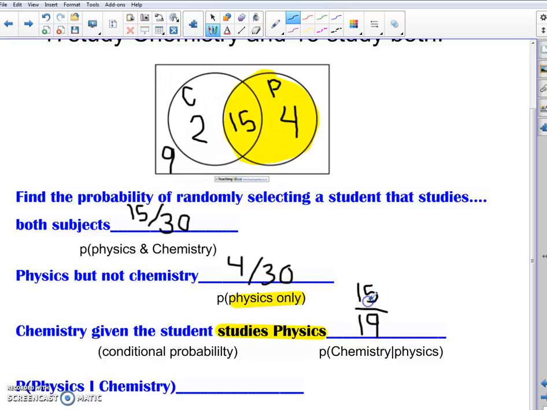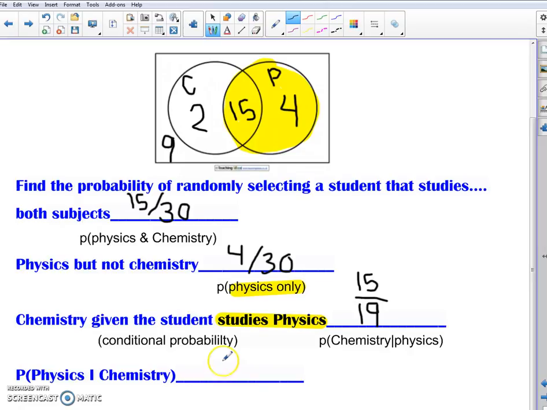So that's your conditional. And conditional, you can see, is a little bit different because it's not going to be the same total. We're not looking at the whole sample size. We're looking at just a piece. We're looking at just physics. Right? And then you do the same thing for this last one. It's physics given that they study chemistry. So now I'm looking at the chemistry circle, and you can see that there's 17 total there. Right? So my sample size is going to be 17. And then out of those 17, how many study physics is 15, so it's going to be 15 out of 17.